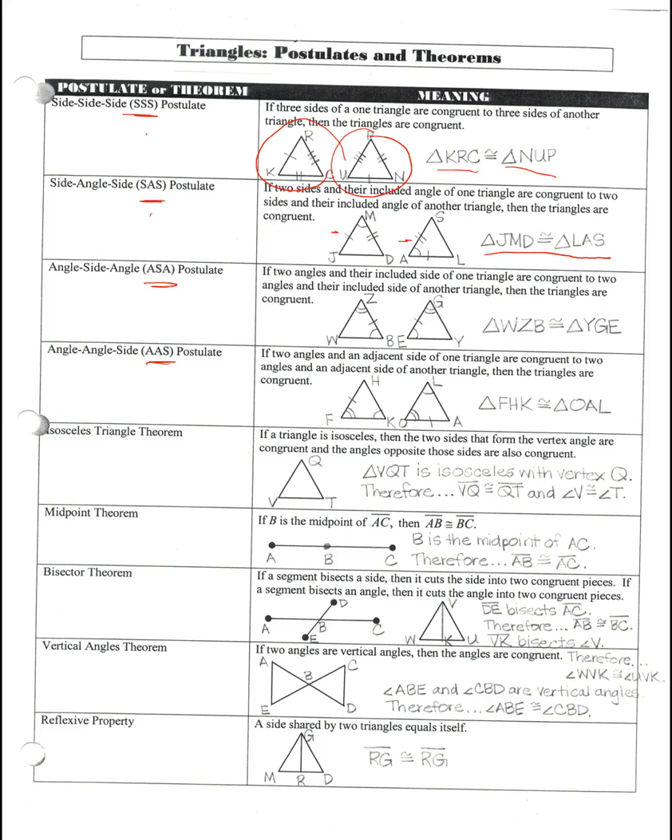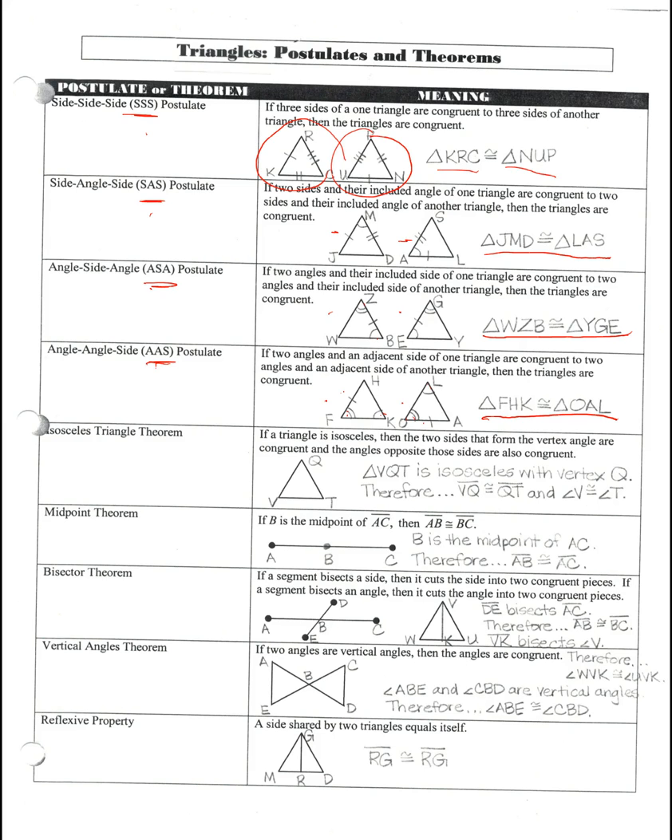ASA says if we can show in two triangles that two of their angles and the included sides in between those angles are congruent, like we see in these two diagrams, then we have the right to make a statement and a proof that the two triangles are congruent, and the reason is ASA. And AAS says that if we can show that two angles in two different triangles are congruent and a side outside those two angles are congruent, similar to these two diagrams, then we have the right to make a statement and a proof that the two triangles are congruent by AAS. Okay, I'll show you what that looks like in a second, but it's actually pretty simple.